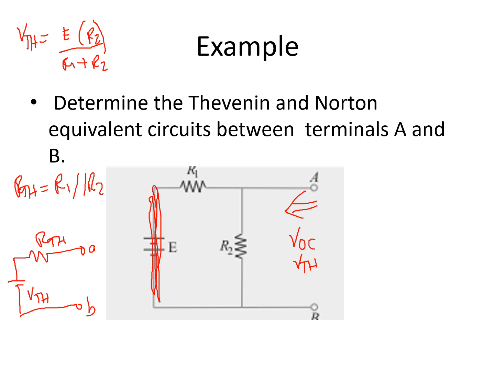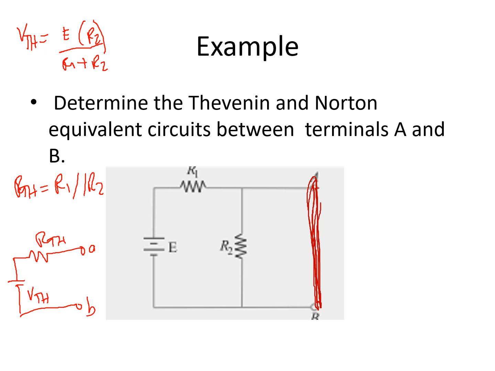Now, we are also asked to get the Norton's equivalent circuit. So what is the difference? For the Norton's equivalent circuit, instead of getting the open circuit voltage, we are going to get the short circuit current. So how do we get the short circuit current? We short circuit the terminals A and B.